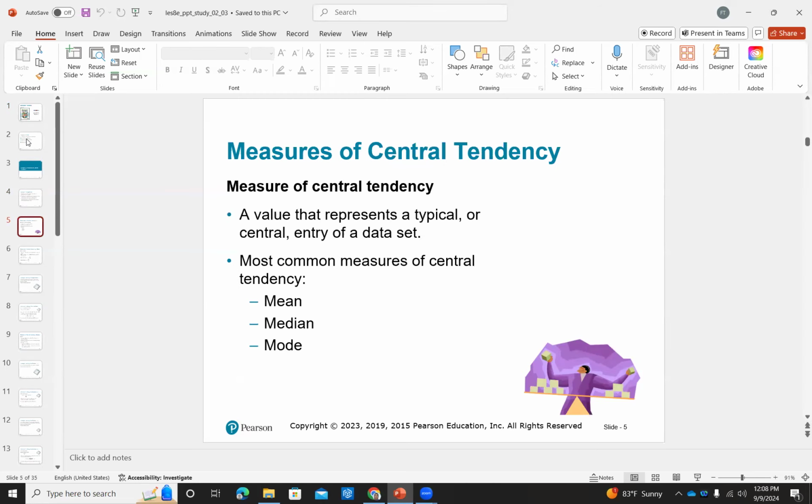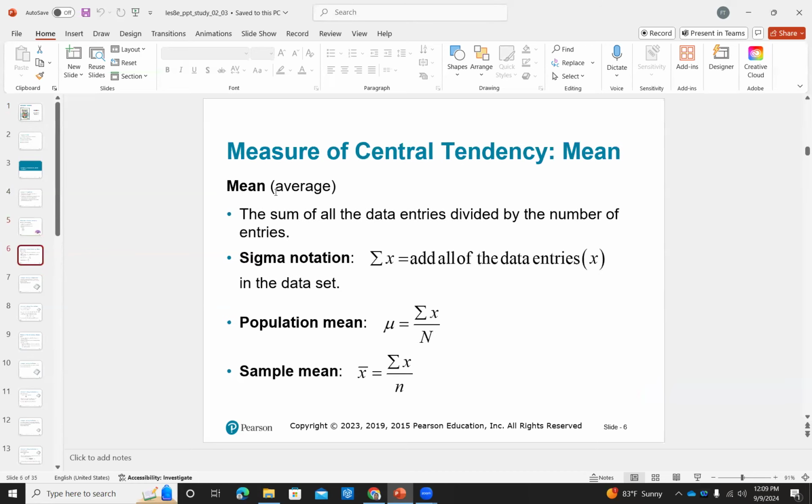Measures of central tendency. What we mean is a value that represents a typical or central entry of a data set. These are very common terms in a statistics class. Mean, median, and mode are three famous vocabulary words in statistics class. Mean, in other words, is the average.